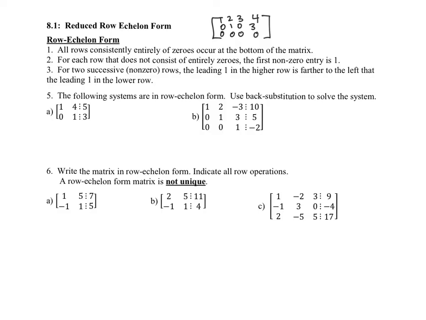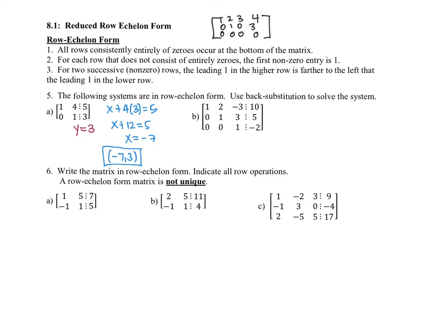Now, the reason we like row echelon form is because it makes it really easy to solve using substitution. So if I look at 5, this is in row echelon form already. If I want to solve this system, I automatically get that y equals 3. And if I go back to the first row, x plus 4y equals 5, I can quickly solve for x using back substitution. So the solution to the system would be -7, 3.